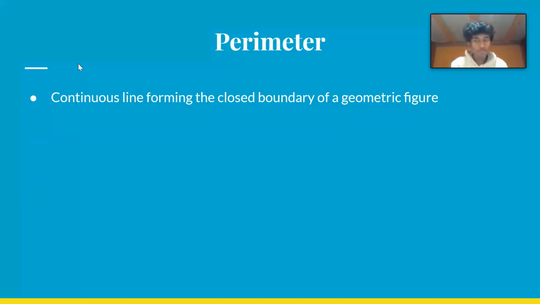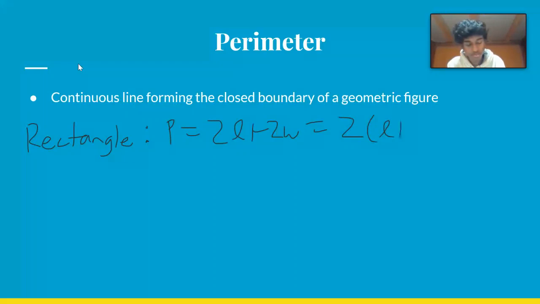Now, some perimeter formulas that you need to know. So for a rectangle, the perimeter is going to be equal to 2 times the length plus 2 times the width. We can also rewrite this as 2 times the quantity L plus W. This is the formula for the perimeter of a rectangle.